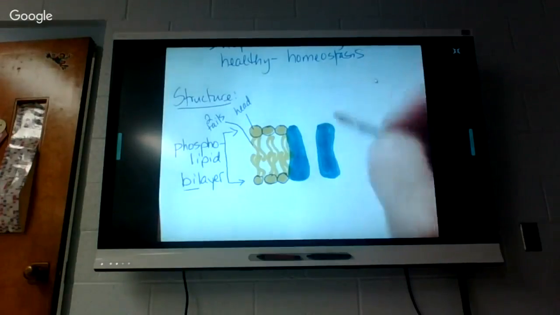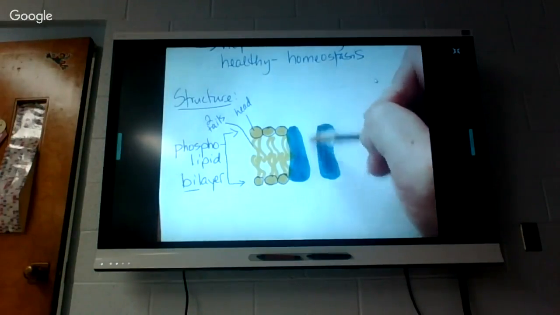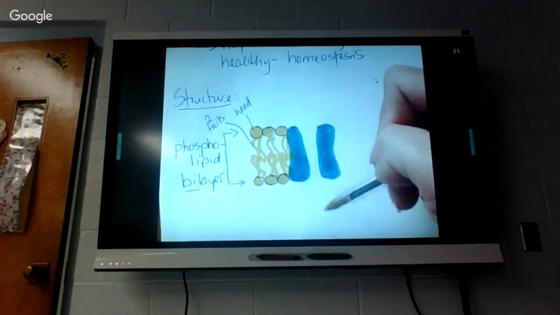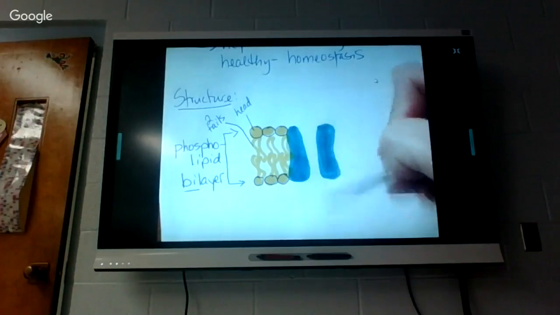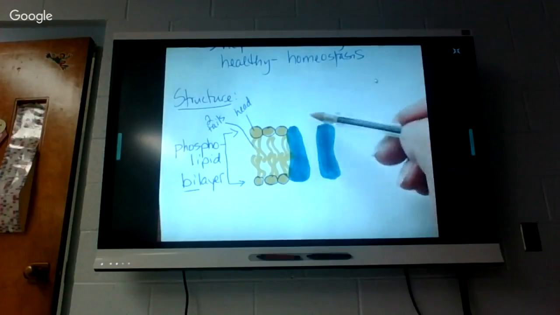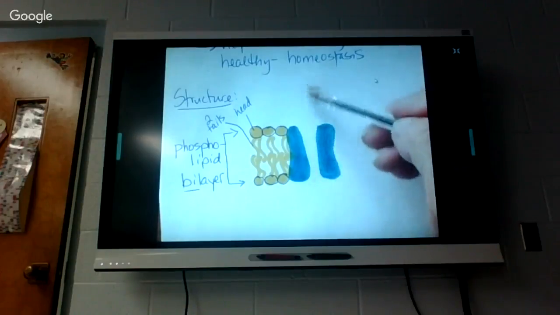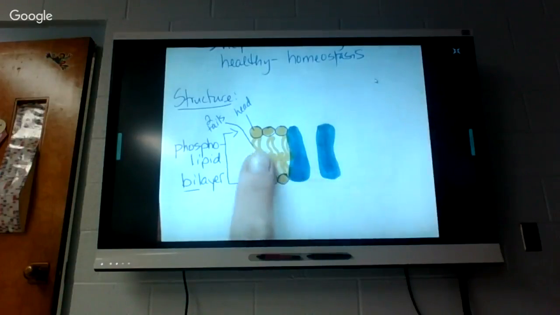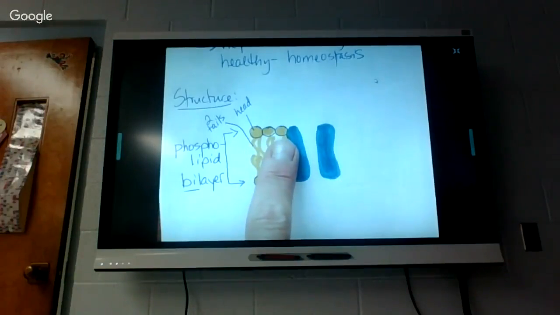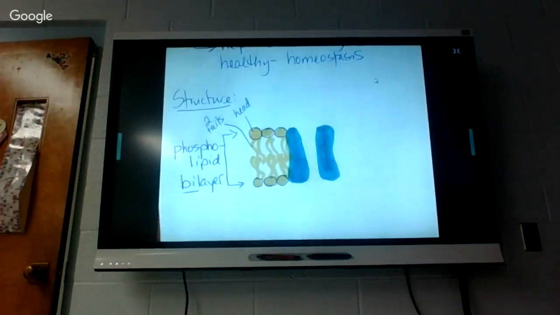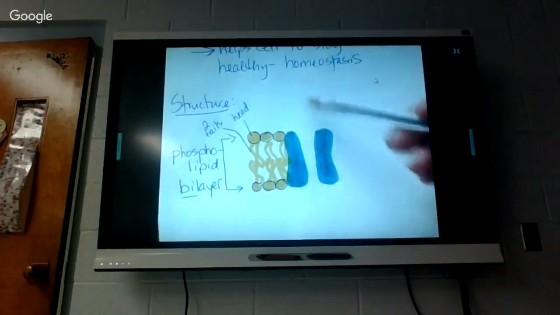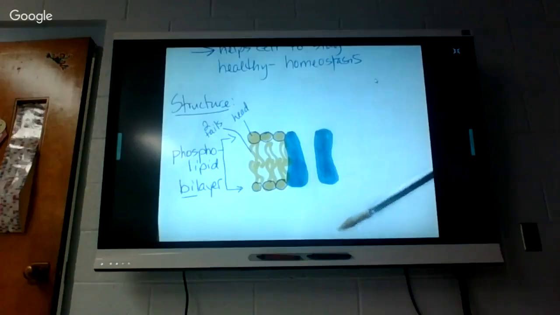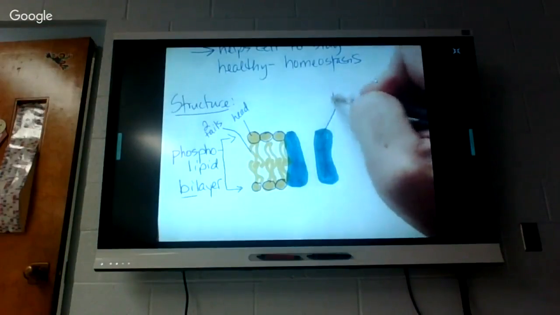Okay, so think of this as like a lane at a store, a checkout lane. So these proteins are like a checkout lane that allows substances to pass through easier. Think about this: if you're shoulder to shoulder with somebody, it's harder for something to get through between you. But if you have a nice little channel right there, you can pass through it a lot easier. So this is called a transport protein.